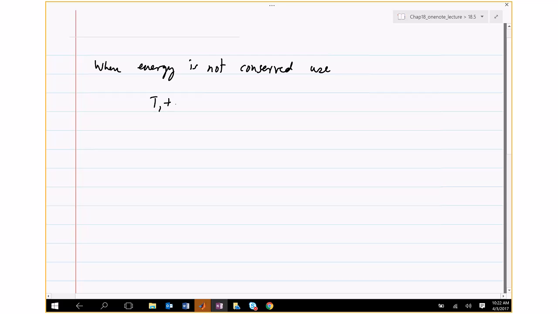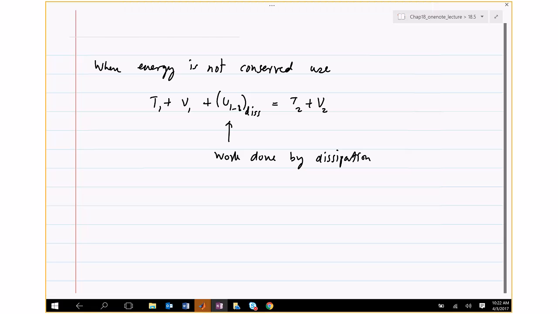T1 plus V1 equals T2 plus V2 in the normal case, but if there is dissipation, then you have to account for the work done by dissipation. Once you find the work done by dissipation, you can use the conservation of energy and solve for whatever you're interested in, like the energy at instant T2, and so on.